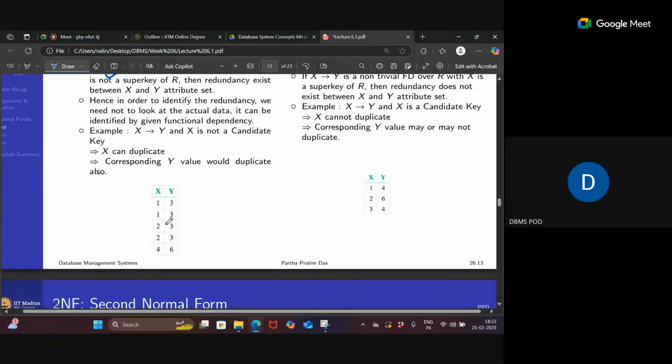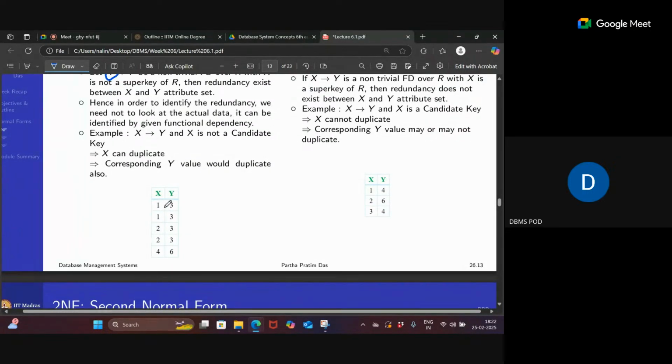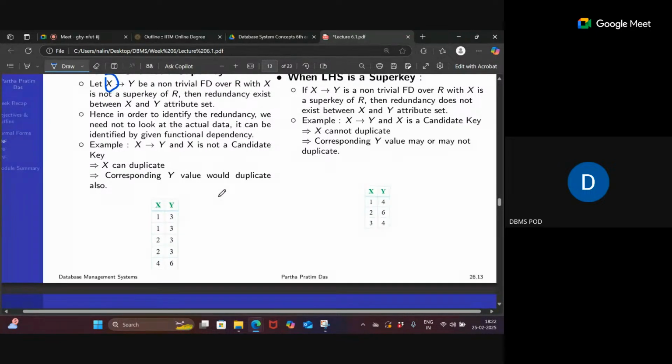Here is the same example. Here X is not a super key. If we write X determines Y, so 1 3, 1 3, 2 3, 2 3. Let us see. For every 1 there is 3. For 2 also there is 3. 4 4 6. Here X determines Y. But the thing is, X is not a super key.